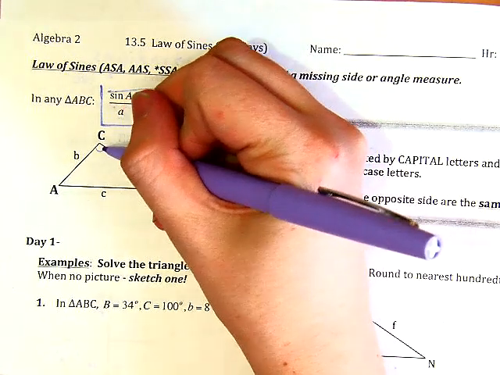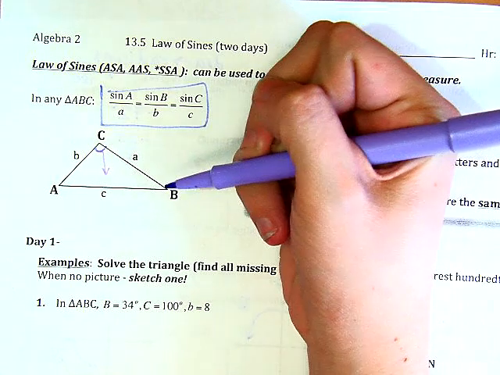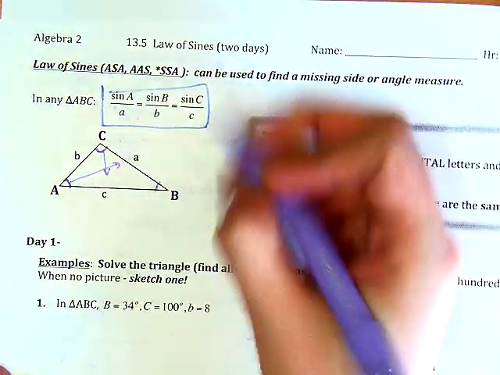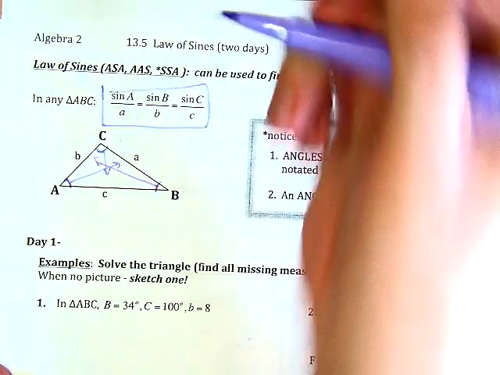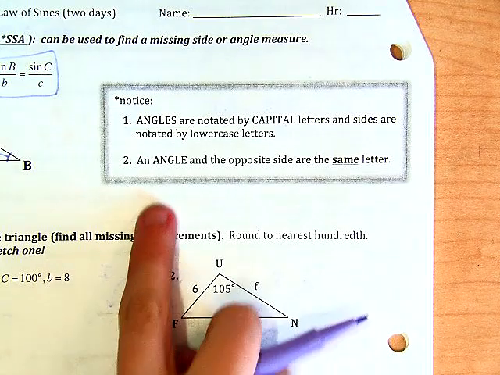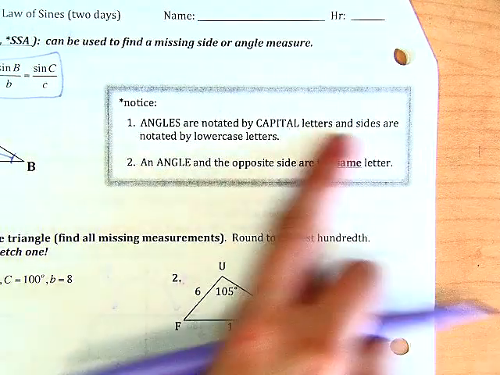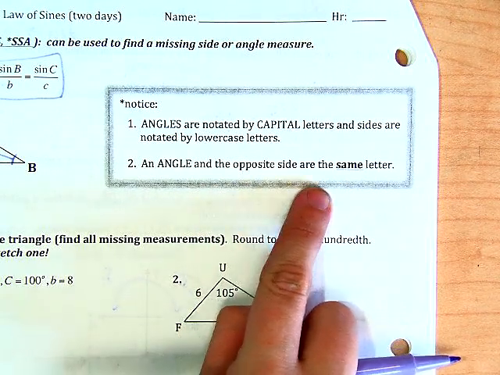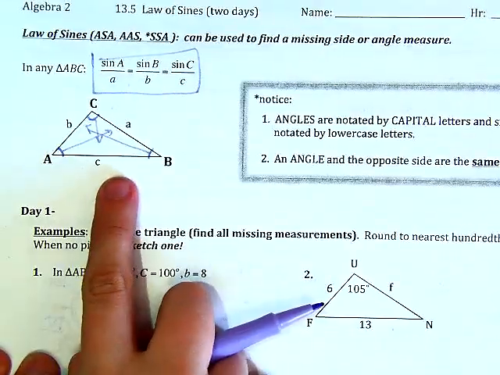Across from angle C is side C. Across from angle A is side A. And across from angle B is side B. Basically, that's all you've got to know. Angles are capital and sides are lowercase. An angle and the opposite side are the same letter, just like we just went through right here.